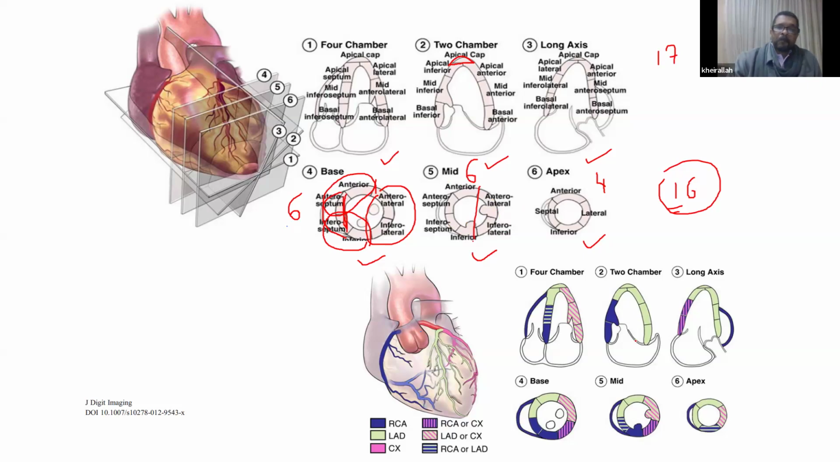Okay? So these are the 17-segment model of the heart. In some old books you may still find 16 segments of the heart, excluding the apical cap. Okay.